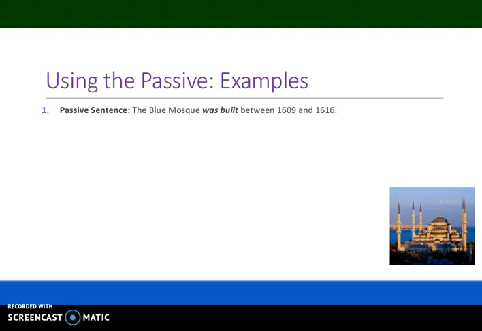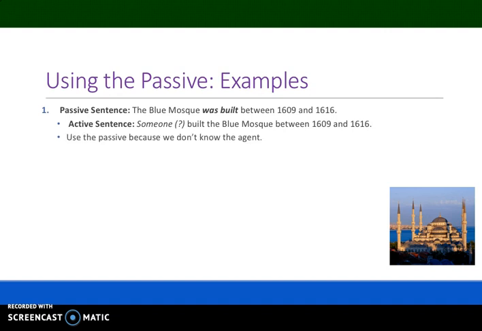Here's a passive sentence. The Blue Mosque was built between 1609 and 1616. The active sentence for that is someone built the Blue Mosque between 1609 and 1616. Now, which sentence sounds better? The passive sentence sounds better, and it's better to use the passive sentence here because we don't know the agent. It's very awkward to say someone built the Blue Mosque, and it really is not important who built it in this sentence. The focus is on when it was built.